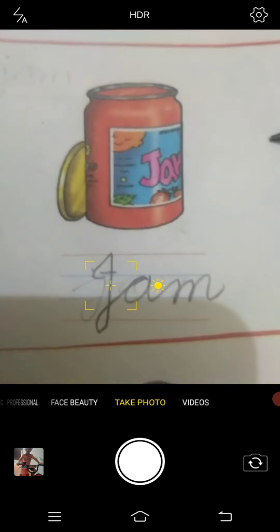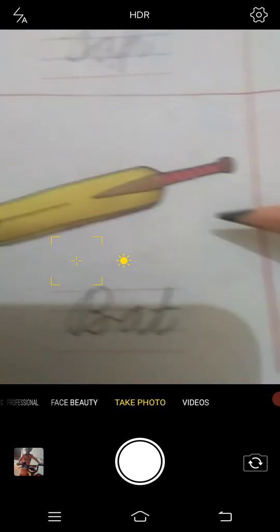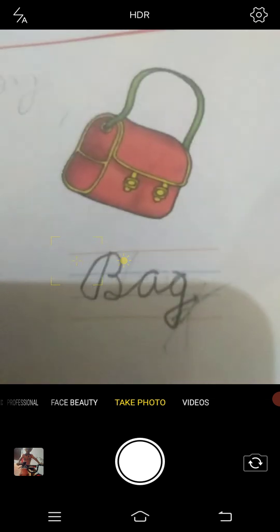J-A-M, jam. T-A-G, tag. B-A-T, bat. And then B-A-G, bag.